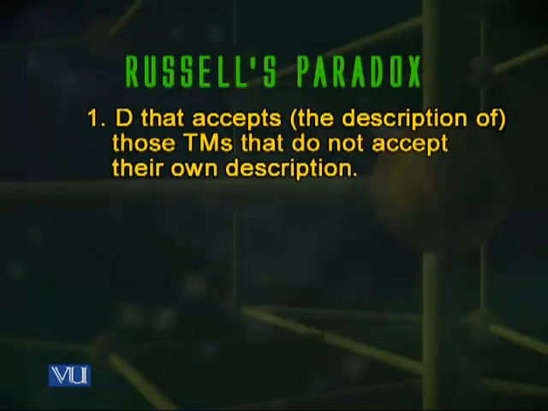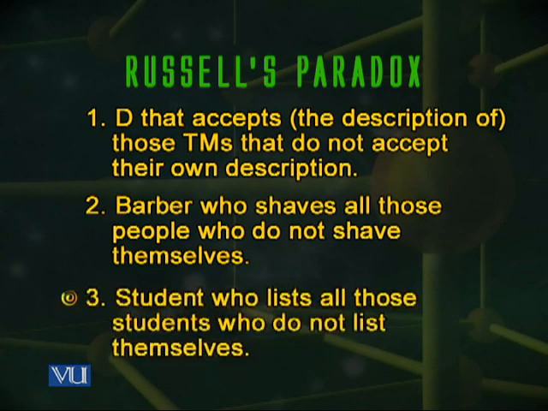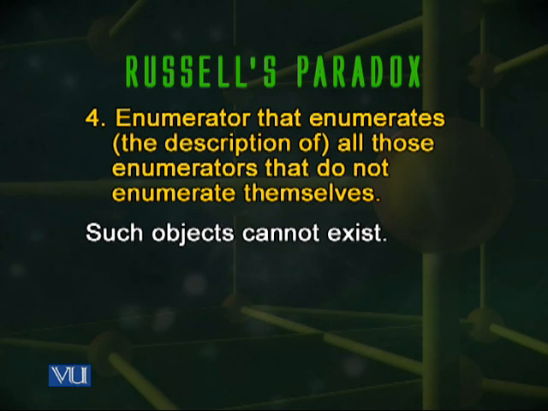Let's look at these four examples that we have looked at. We came up with this Turing machine D that accepts the descriptions of all those Turing machines that do not accept their own description. In the second example, we have a barber who shaves all those people who do not shave themselves. In the third example, we have a student who writes down the names of all those students who don't write down their names. And in the last example, we have an enumerator that enumerates the description of all those enumerators that don't enumerate their own description. In all cases, we can conclude that such objects cannot exist.